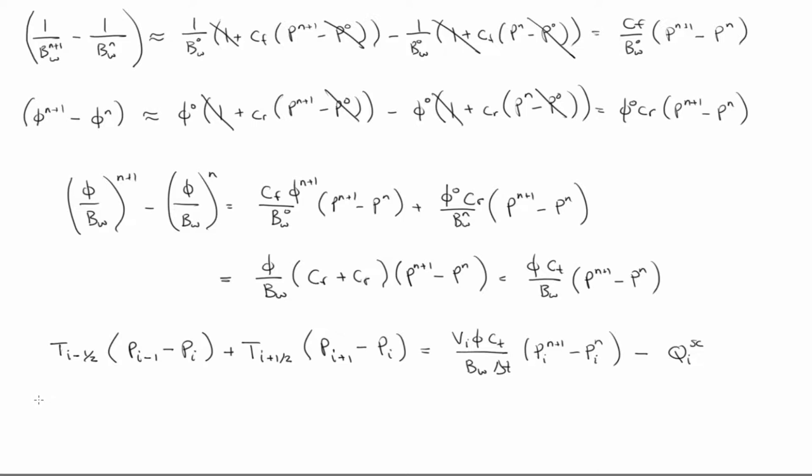So if we choose n, then we have t I minus a half pi.